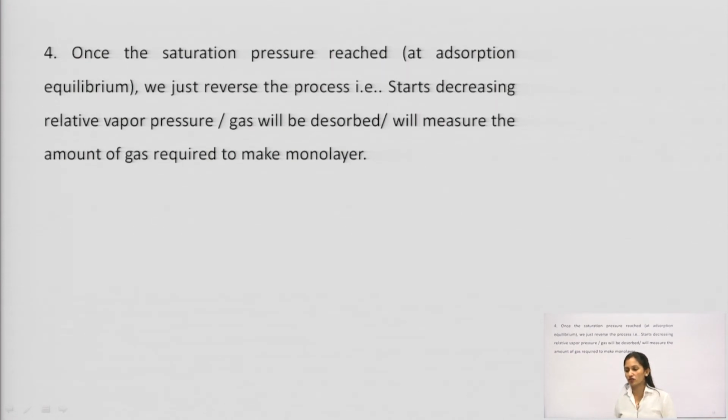So once the saturation pressure is reached, we just reverse the process and start decreasing the relative vapor pressure, and the gas will be desorbed, because from a liquid form it starts converting to the gaseous form, and we will measure the amount of gas which is required to make a monolayer.